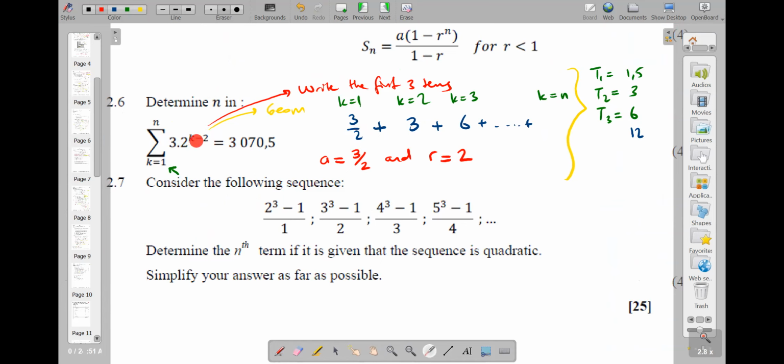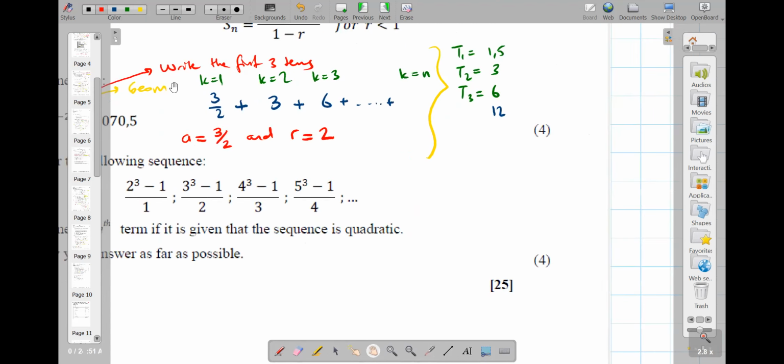And when k is 2, it's 2 minus 2 is 0, 2 to the power of 0 is 1, so 3 times 1 gives us 3. So we will be writing more terms. It goes 12 and then 24, then 48, then 96. What comes after 96? 192, then times 2.